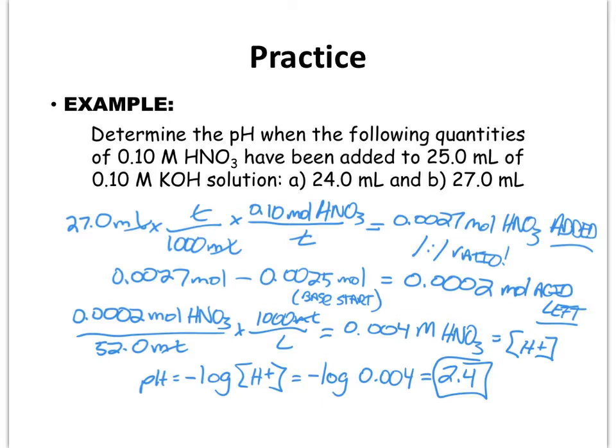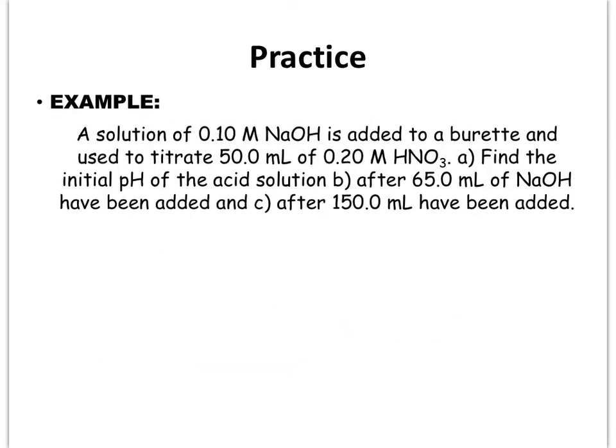Another problem is coming up. For this particular problem, it looks like we have a 0.10 molar solution of sodium hydroxide being put in a burette, and then using that to titrate 50 milliliters of a 0.20 molar nitric acid. So this particular problem is a strong acid being titrated with a strong base. So the acid is in the flask and the base is in the burette being added to the acid.